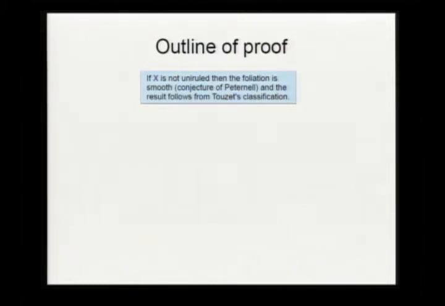The thing is that the first case is when the ambient variety is not uniruled. Because then we can use methods of analysis to prove that the foliation is smooth. Essentially, by some deep results by Boucksom, Demailly, Paun, Peternell, we have that the canonical bundle admits a singular metric with positive curvature.